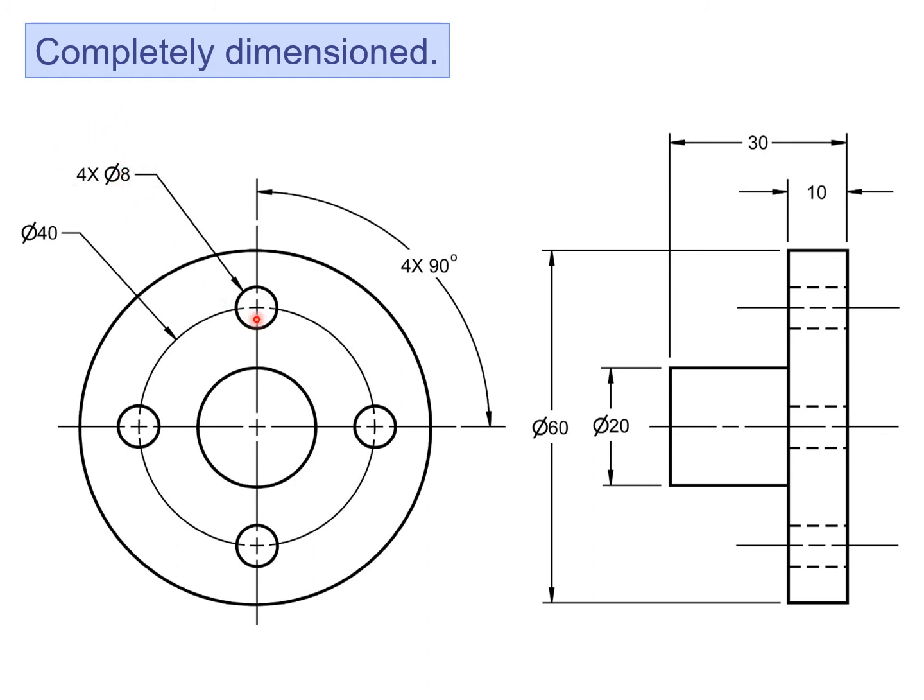We don't want to have diameter of 8 four different times. We just call out diameter of 8 once, with 4x telling us it's in 4 places.